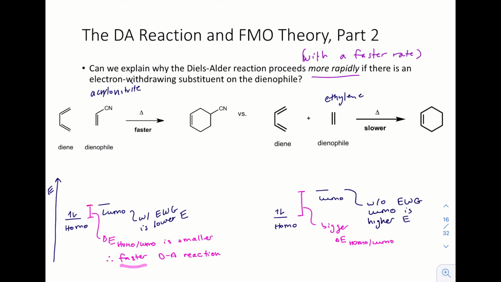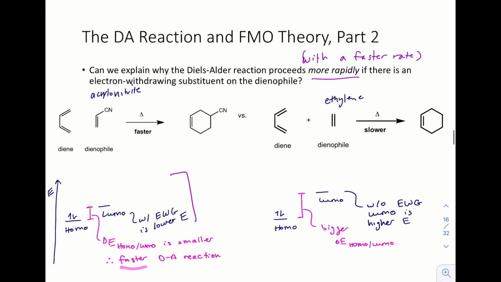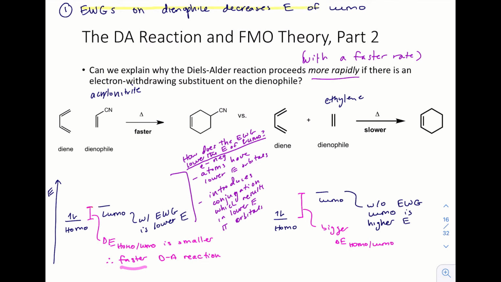If you're wondering how an electron withdrawing group lowers the energy of the LUMO, there's a couple of ways that you can think about that. Those electron withdrawing groups contain electronegative atoms, and electronegative atoms typically have lower energy orbitals than carbon. Also, the electron withdrawing group introduces conjugation, and that conjugation lowers the energy of the pi molecular orbitals, as we have learned. So electron withdrawing groups on the dienophile decrease the energy of the LUMO, resulting in a smaller difference in energy between the HOMO and LUMO of the two reactive species, and ultimately in a faster reaction.